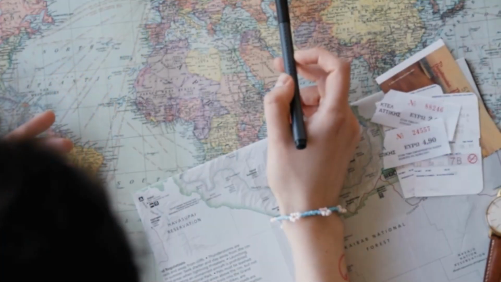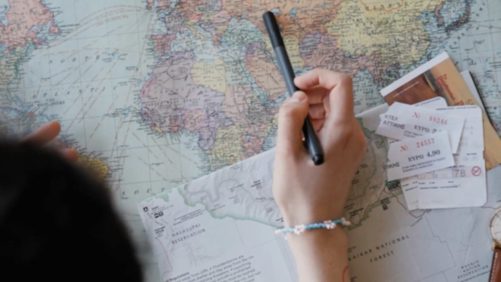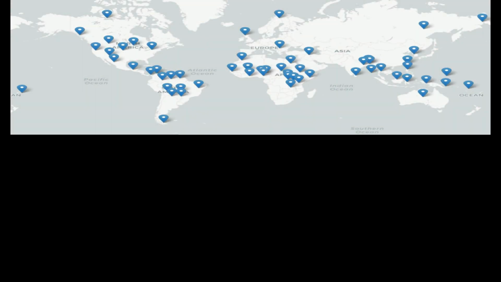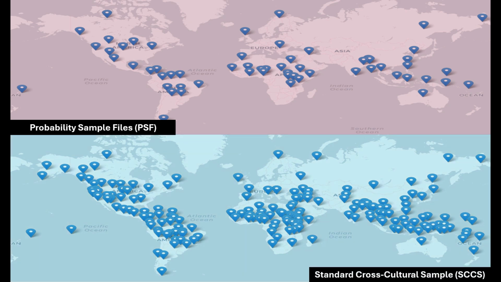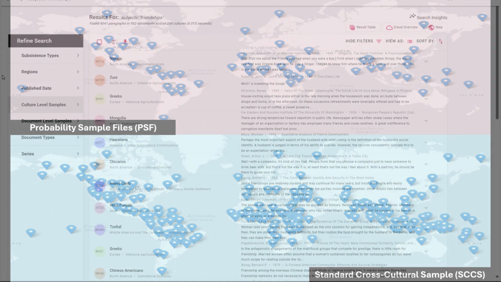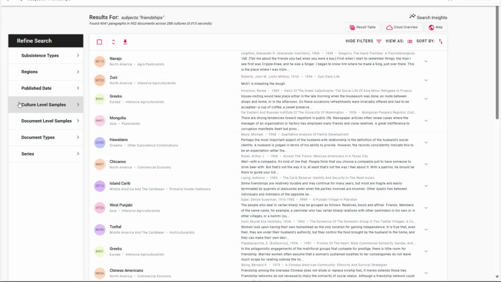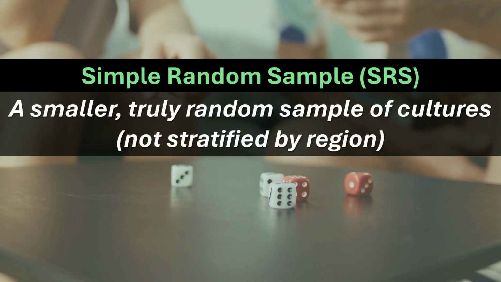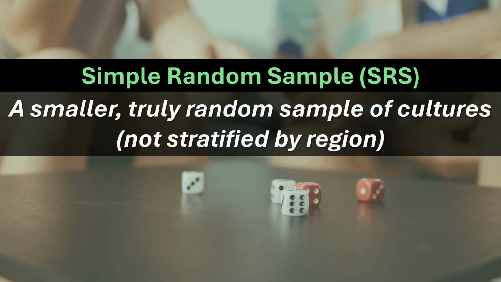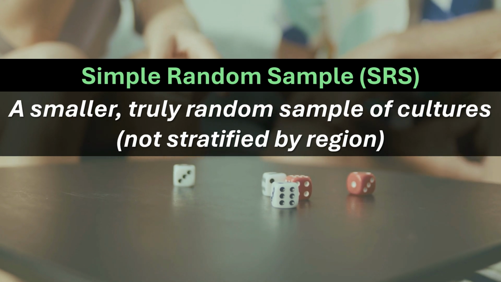The creators of these samples divided the world into designated culture areas, 60 areas in the Probability Sample Files and nearly 200 areas in the Standard Cross-Cultural Sample, and selected one society from each region. You may restrict your search to cultures included in one of these samples using the Culture Level Samples tab. To supplement these samples, a researcher may also consider the Simple Random Sample, or SRS, a smaller collection of truly random societies, without stratification by region.